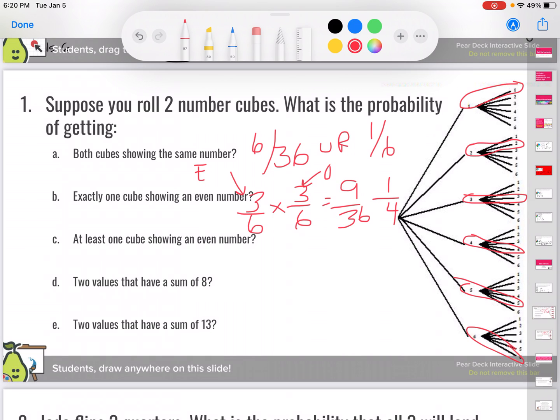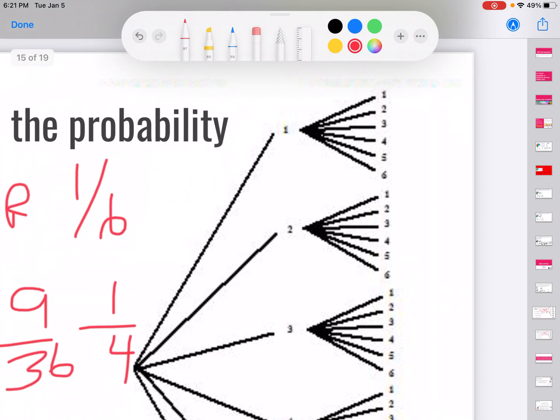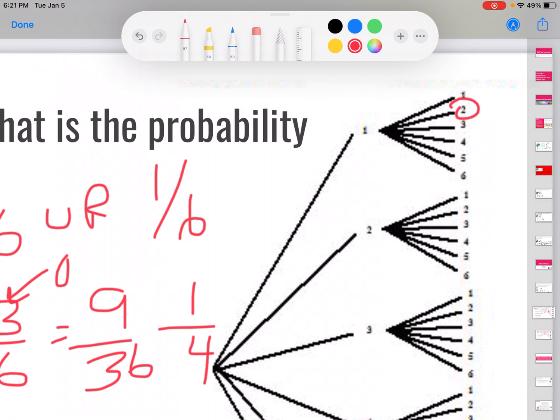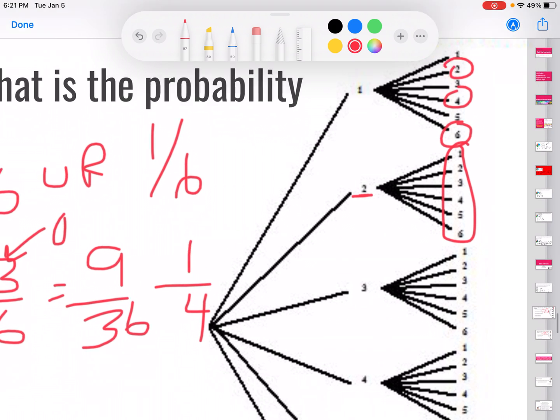At least 1 cube showing an even number. So 1 cube has to show an even number. So why don't we go back to our tree diagram and look at it there? At least 1, which means it could be both. So keep that in mind. It could be both. So that 2, 3, and then all of these would work. So that's 9 because that's at least 1.